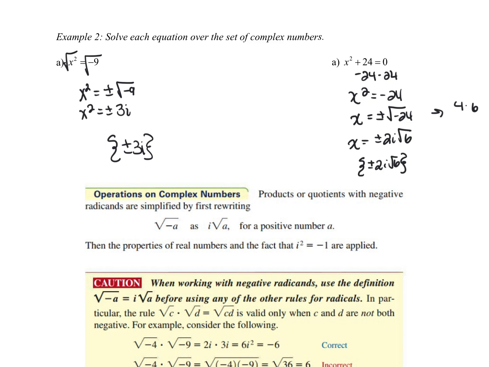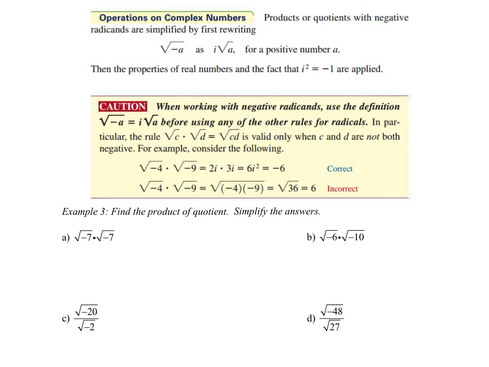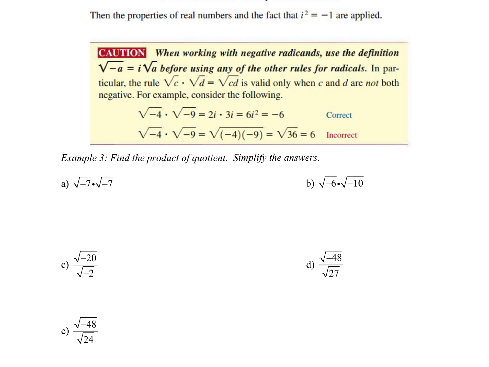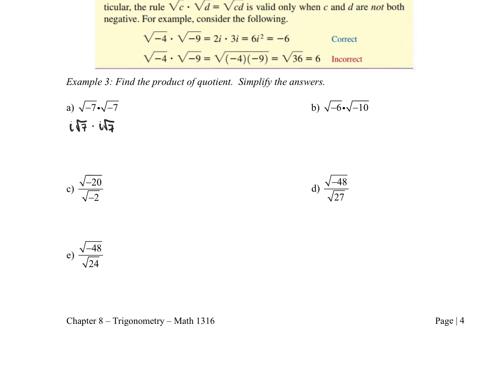Okay, so in the box below, the caution box, it is telling you and warning you exactly what I've been saying, is that if you have the square root of a negative number, we're going to deal with the i first before we do any radical or root properties. So let's use that idea and that concept to simplify the below. So in letter A, I have to deal with the negative first. So I get i root 7 times i root 7. I can multiply in any order that I want. So i times i is called i squared, and root 7 times root 7 is just a 7. i squared is a negative 1 times a 7, so the answer is just negative 7.